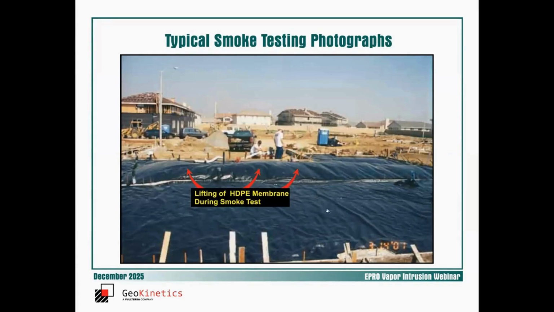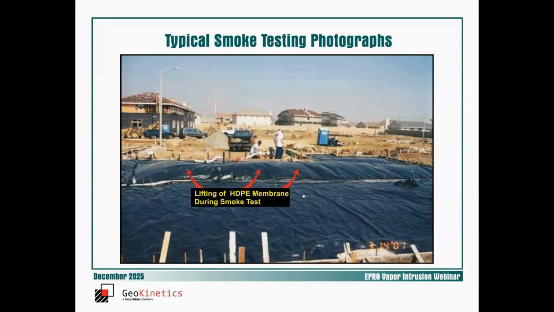Then and today, we typically lift the membrane off the subgrade during smoke testing, not typically as much as is shown here. This is somewhat exaggerated, but it's beneficial to do that to make sure we're getting smoke under the membrane everywhere. It also relieves thermal stresses that tend to build up during the installation process due to temperature variations between night and day. So we found that to be very, very helpful.